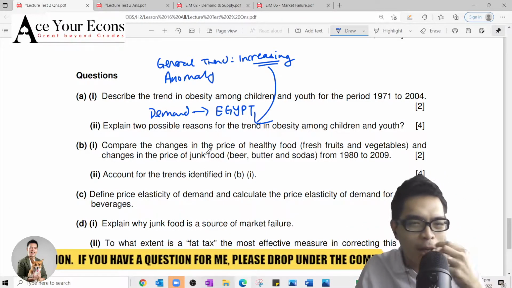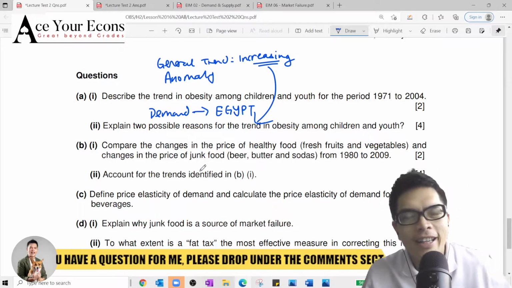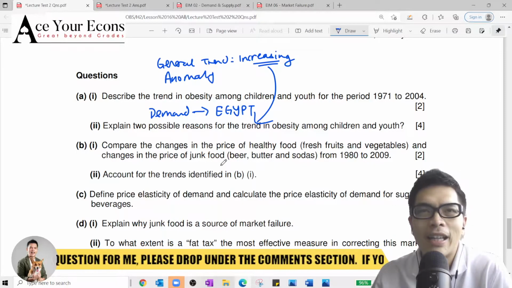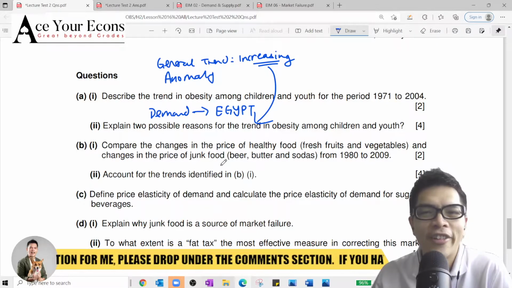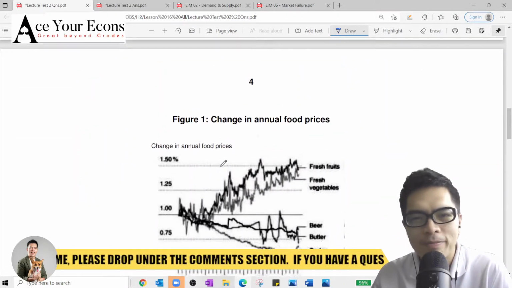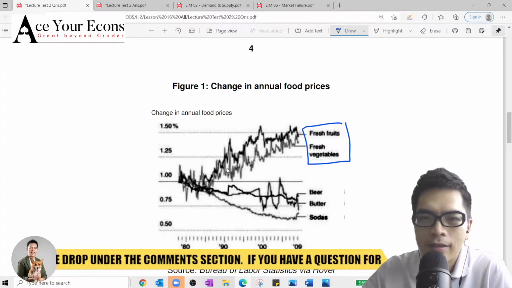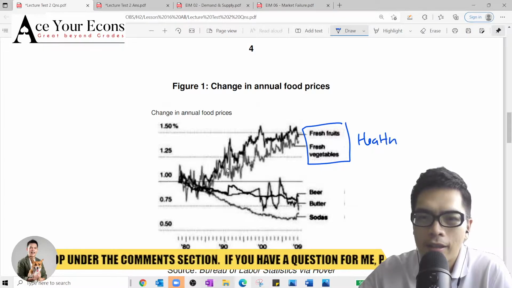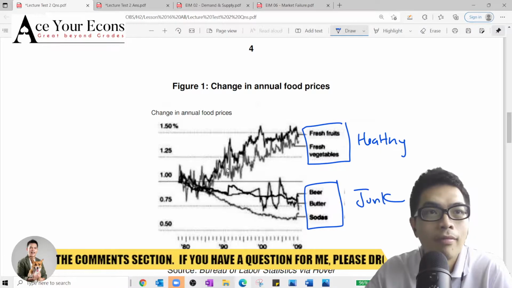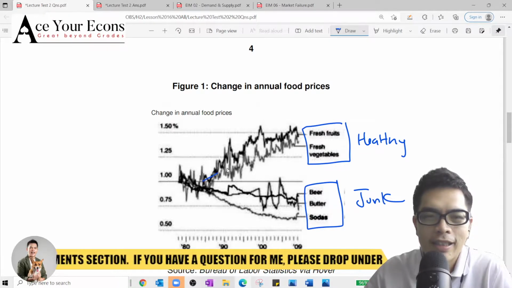So B1 and B2. B1 is a trap question. I have mentioned this many times, but if you somehow still get it wrong, then I cannot help you. So why is B1 a trap question? Let's categorize this: healthy and unhealthy, junk. Do we agree?